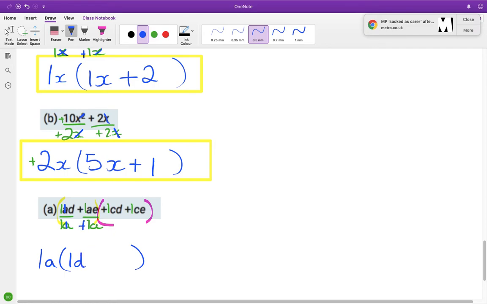This is a plus 1A, so signs are the same. So I get a plus, 1 divided by 1 is 1. A's are gone, and you have an E. It's all pluses, so I'll choose a plus in the middle.